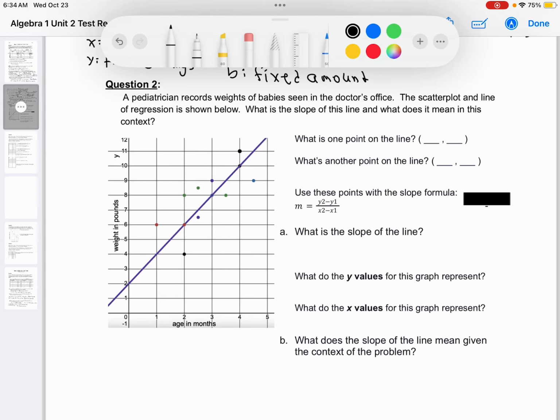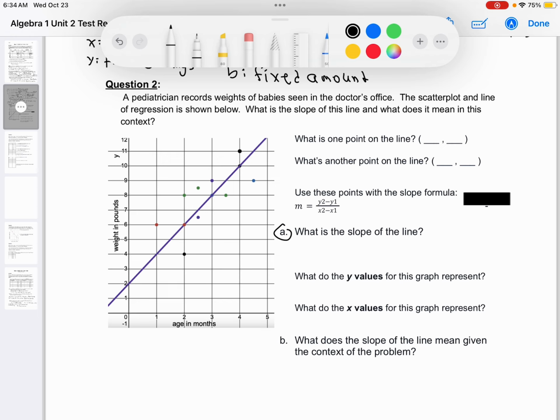All right, for question 2, we have this graph where a pediatrician records weights of babies seen in the doctor's office. The scatter plot and line of regression is shown below. What is the slope of this line, and what does it mean in this context? So first thing we're looking for is what is the slope of the line.